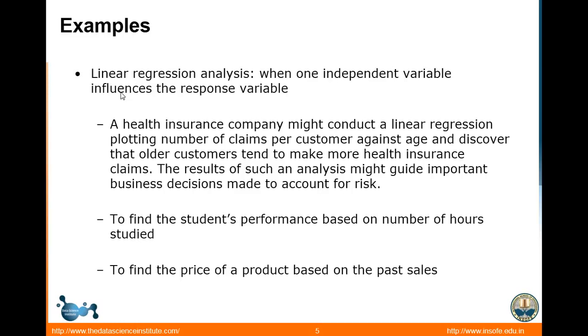The second example is the students' performance based on the number of hours they study for exam. So here the independent variable is number of hours that they spend for the study, and the dependent variable, that is the target or the response variable, is their score or their performance. Another instance is to find the price of the product based on the past sales. So based on the sales of the products in the past, we need to predict the price of the product.